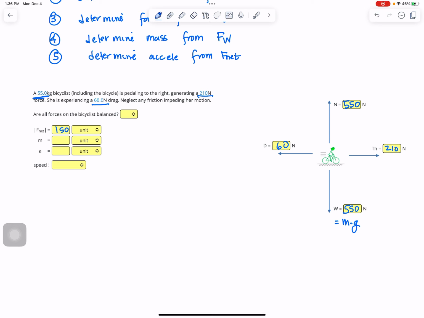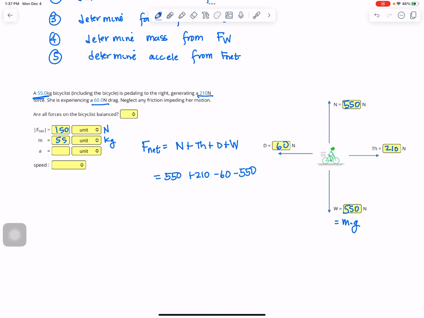Sorry, 150 newtons. And the way I got that was, I know that F net is going to be equal to normal plus thrust plus drag plus weight. And so this is going to be 550 plus 210. Drag is subtracted and weight is subtracted. And when I do that math, I get 150.